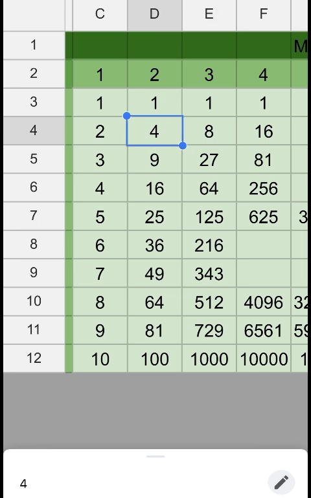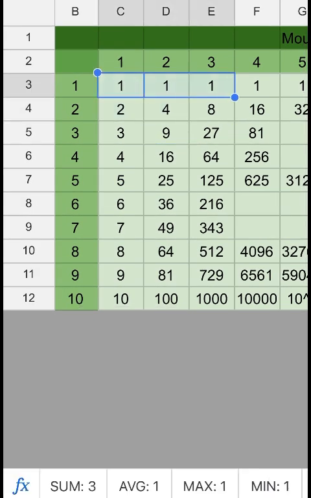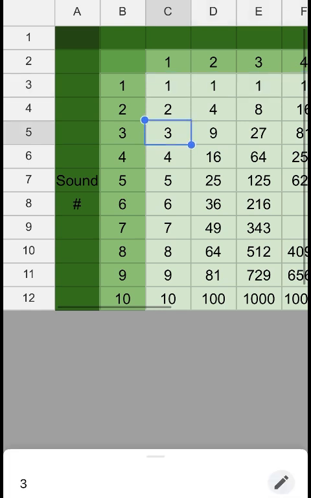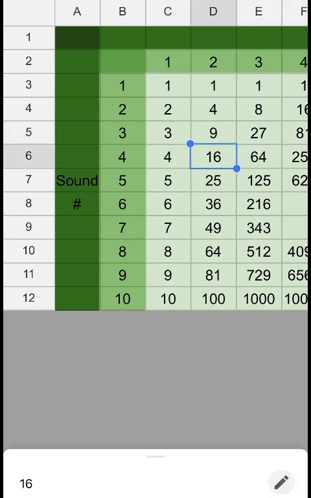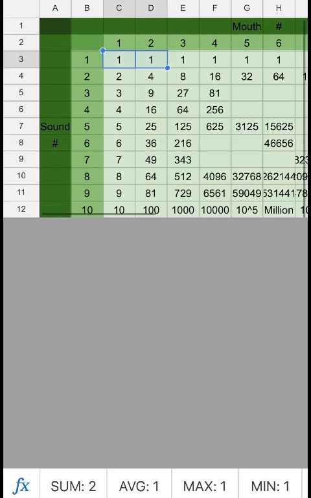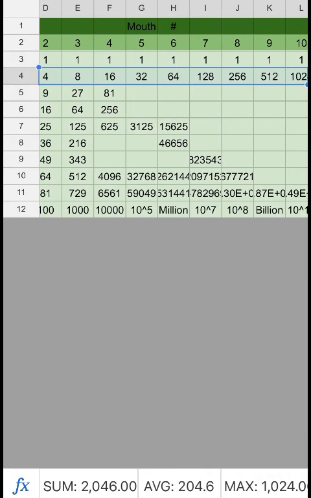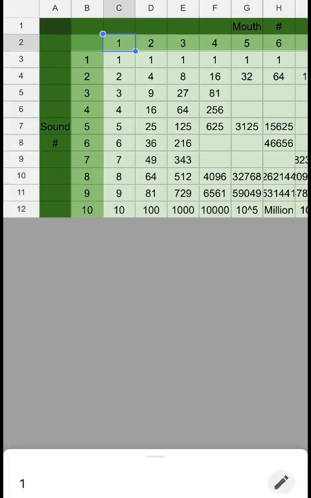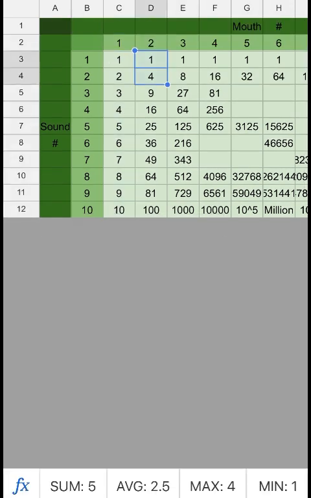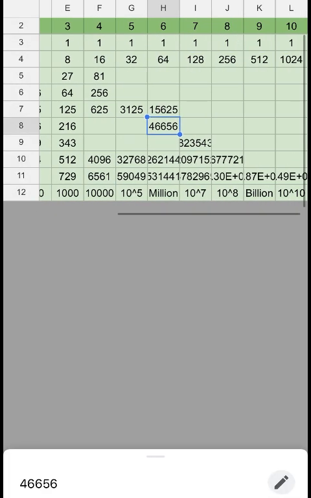So then I figured this out. This was 8, this was 4, this was 9. And then I saw 2, 4, 8, infinite ones, 3, 9, 27. This is clearly things to the power of other things. So here we have everything to the power of 1, everything to the power of 2, everything to the power of 3, 4, you get it.